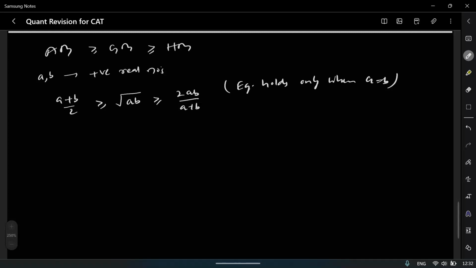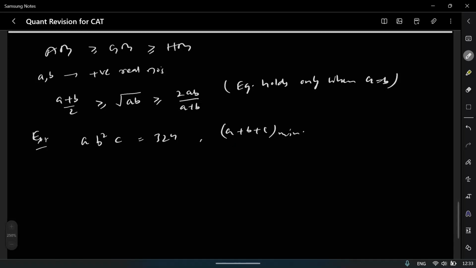So normally, what kind of questions does CAT ask? I will give you some examples, and if you follow all these examples, it's more than enough for this concept. The first example: given that A times B square times C equals 324, we have to find the minimum value of A plus B plus C.